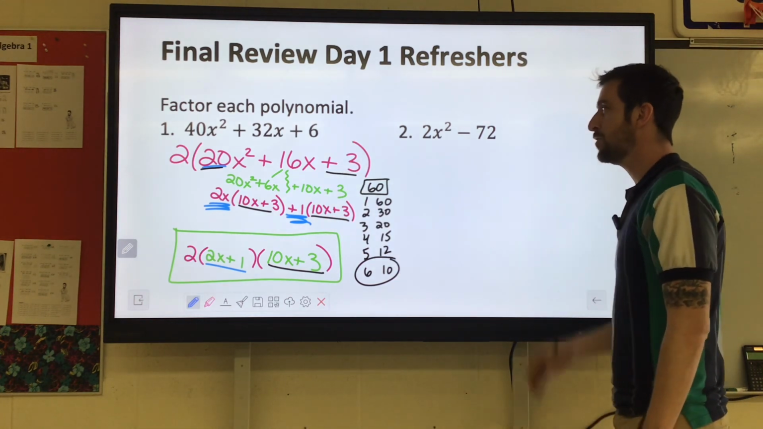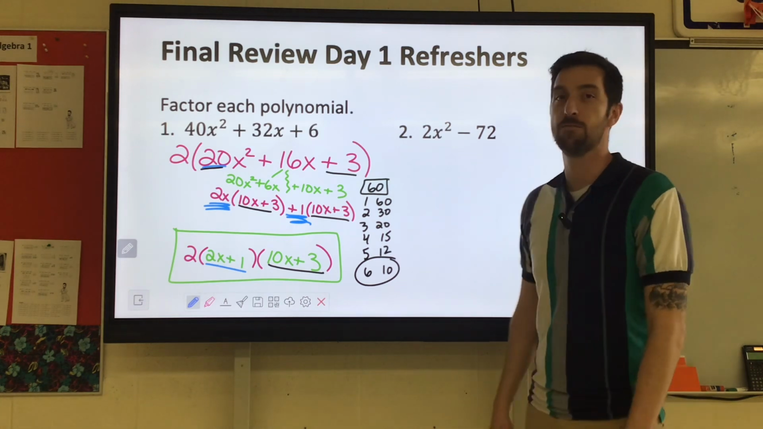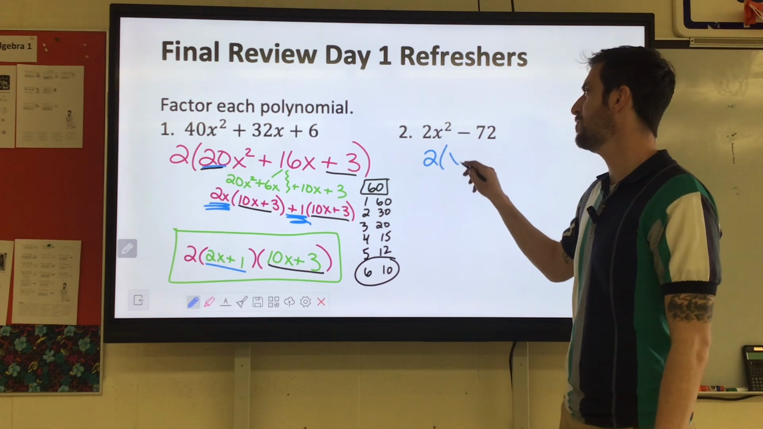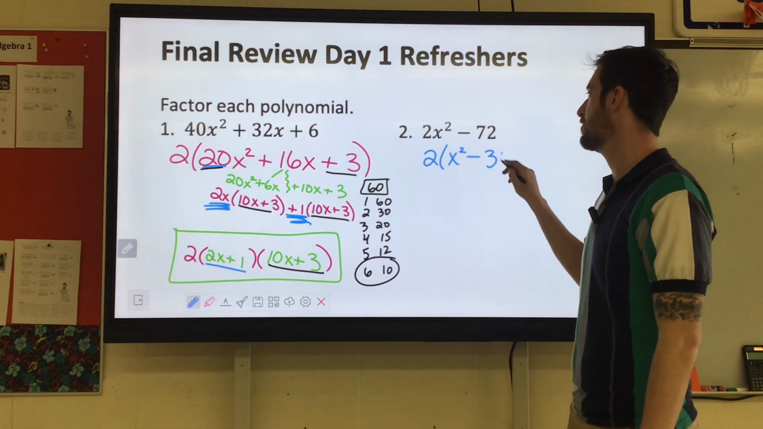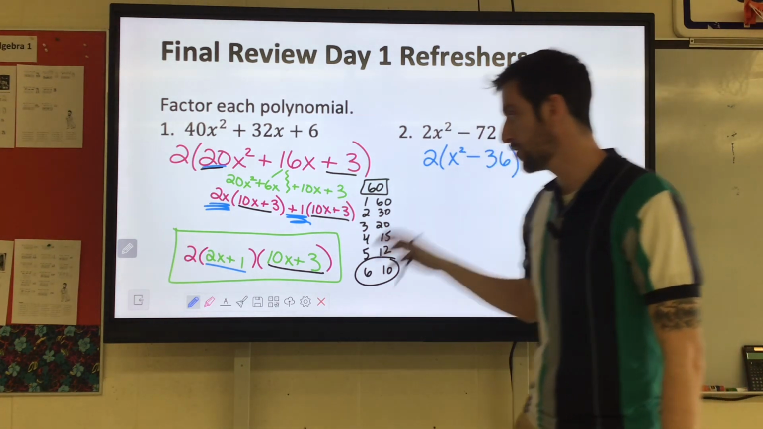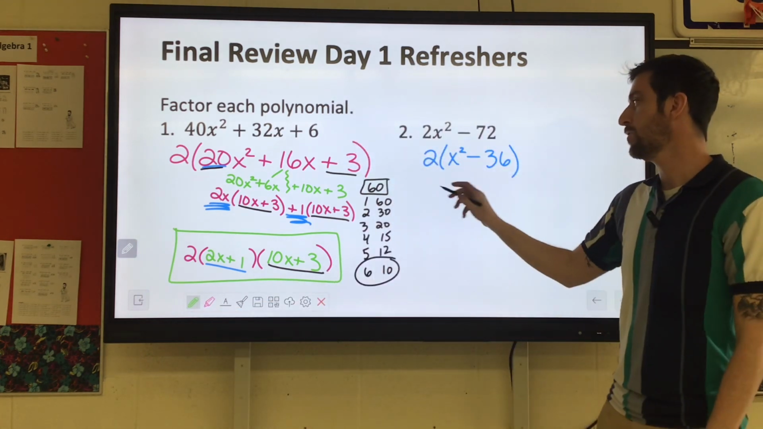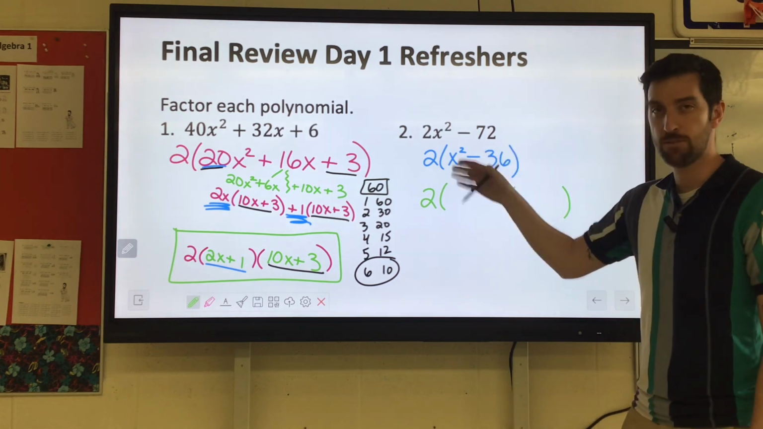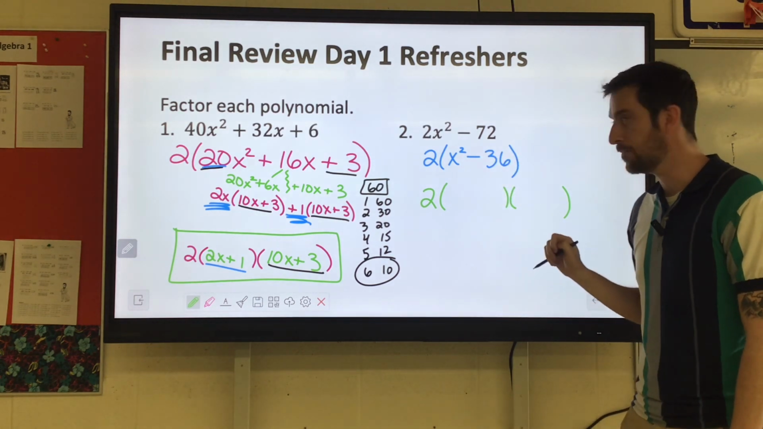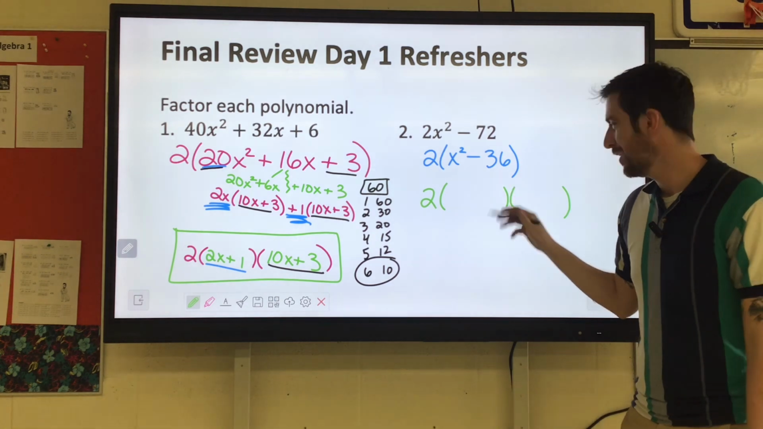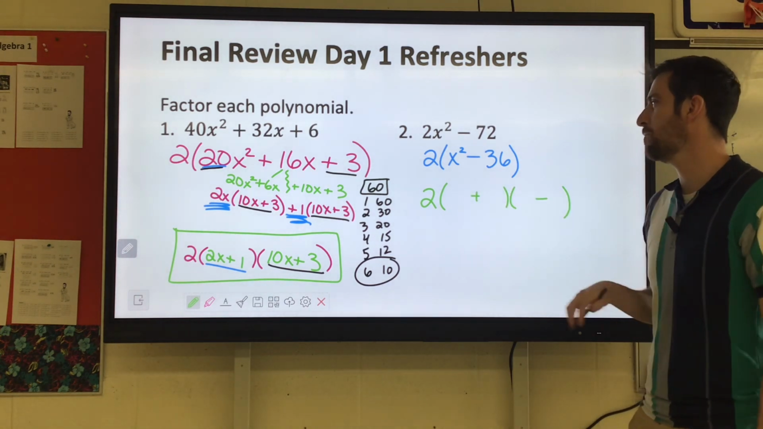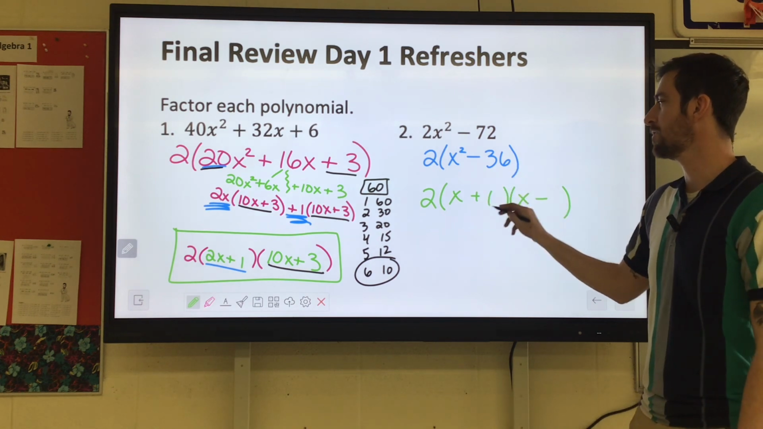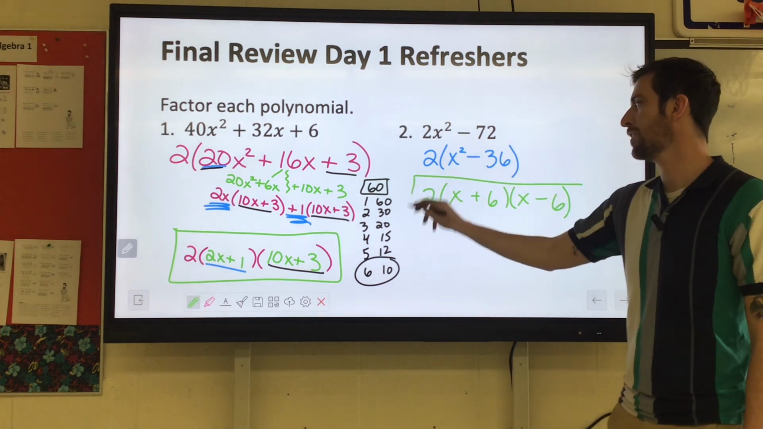All right, number 2, 2x squared minus 72. Do they have a common factor? Yeah, 2. So if you factor out a 2, you're left with 1x squared minus 36. And that's a difference of squares, a very common thing. When you're factoring a difference of squares, where you have two things you could square root and there's a minus in the middle, you square root them both, you put one with a plus and one with a minus. The square root of x squared is x. The square root of 36 is 6. So that would be your final answer.